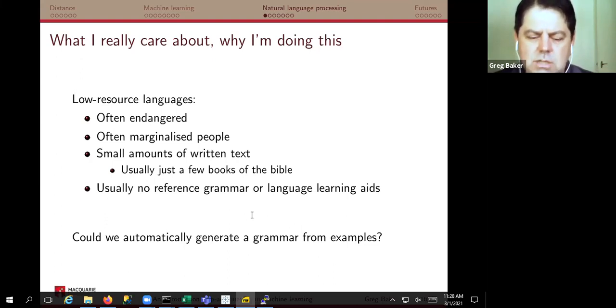So we end up with these marginalized people where only the old people speak the language. And we probably don't have very much written text about these languages. The only groups that seem to do very much effectively on documenting these languages are the Christian missionaries who are translating the Bible into these target languages. And usually what will happen is there'll be a project, maybe they'll get a few books done, and then they'll run out of money, or they'll fall sick, or the people who are doing the translation have to go and do other things, or die of old age. And so we never really get around to the bit where we create the reference grammar or the language learning aids or the dictionary. So my question is, can we automatically generate a grammar just from examples?